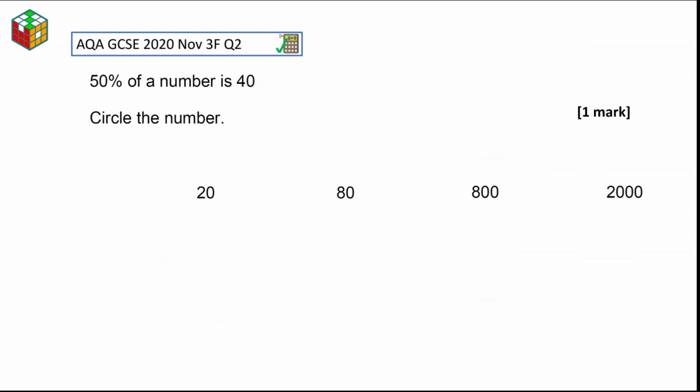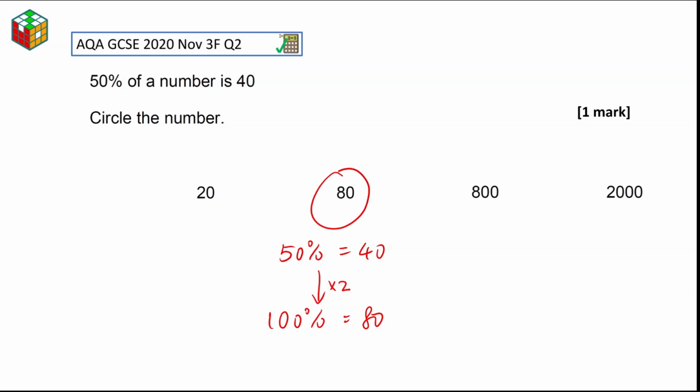Let's try an exam question. 50% of a number is 40. So 50% is 40. I need to find out 100%. And this time I can just double it up. 40 times 2 is 80. So that is my answer for 1 mark.